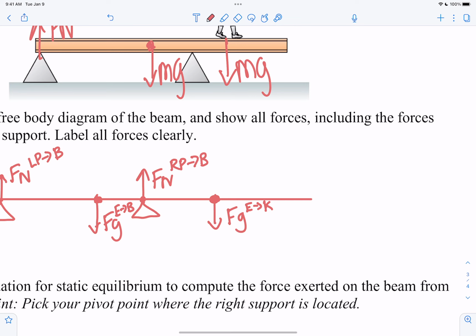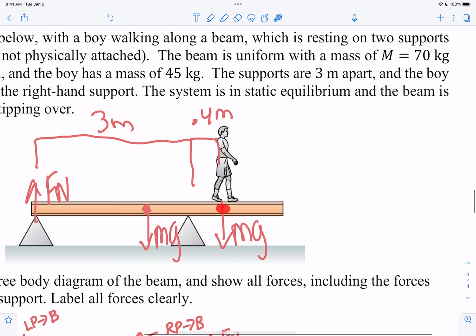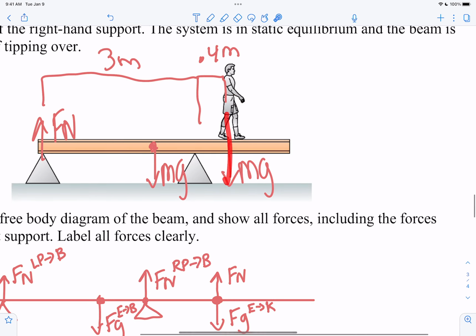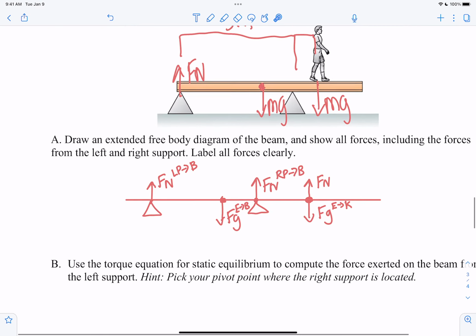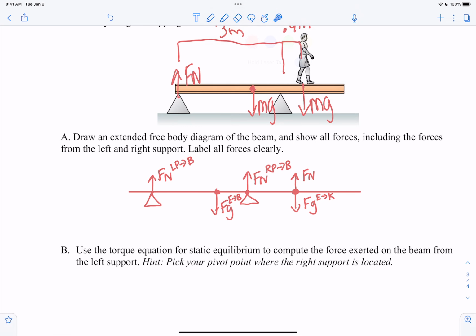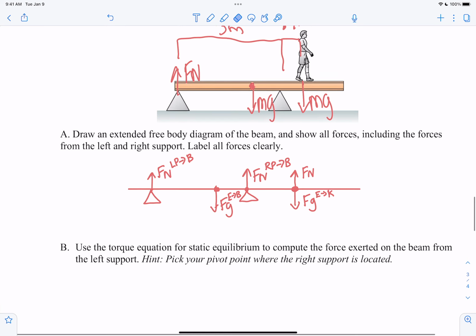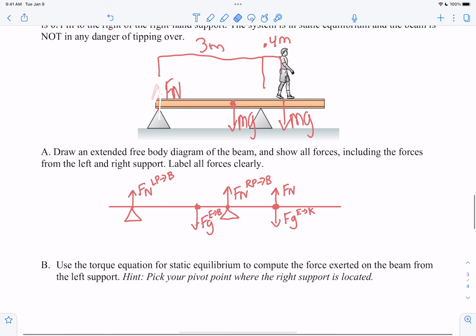There also should be normal force from the beam acting back up on the student, because otherwise the student would just sink through the beam. So excellent catch there. My bad. Yeah, there should be normal force acting back up on the kid as well. I think that's all the forces there.